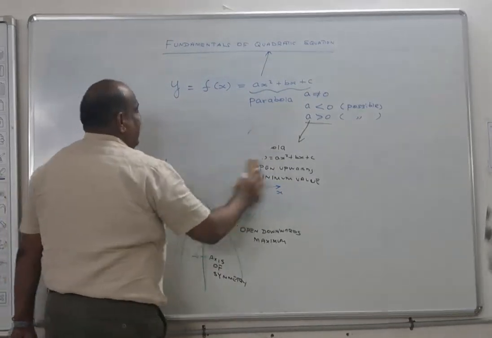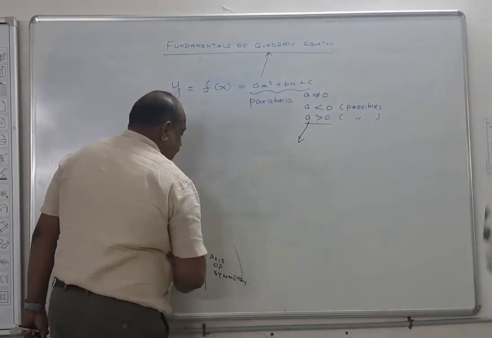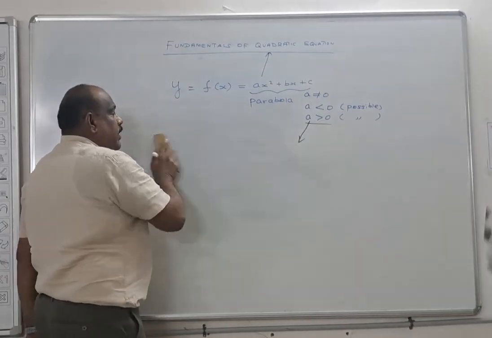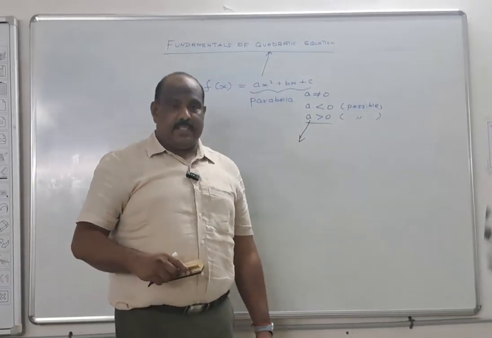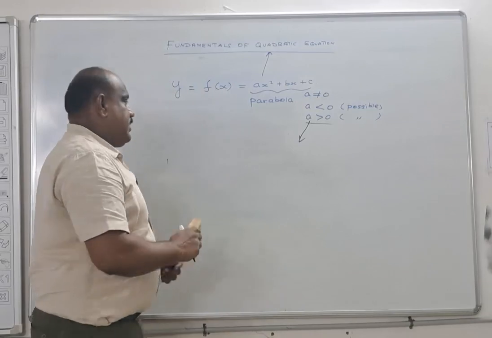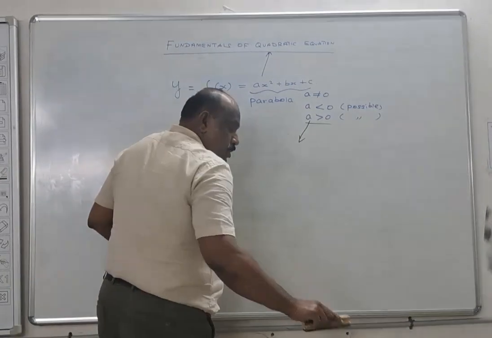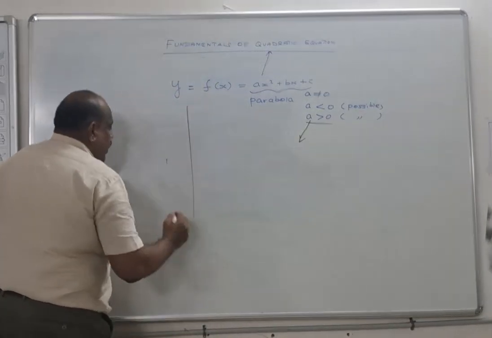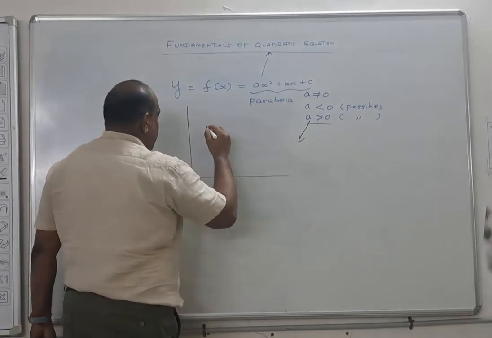Now your doubt is, the parabola shape is symmetric about a particular point. That particular point is called the vertex. Now, the question is whether the axis of symmetry should always be the y-axis. It need not be.